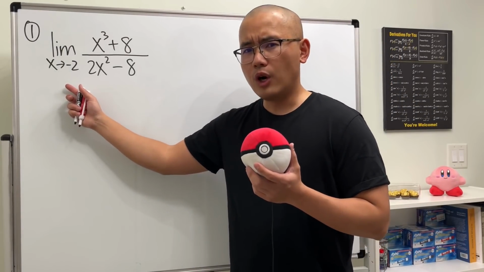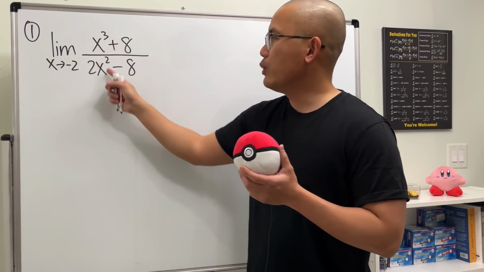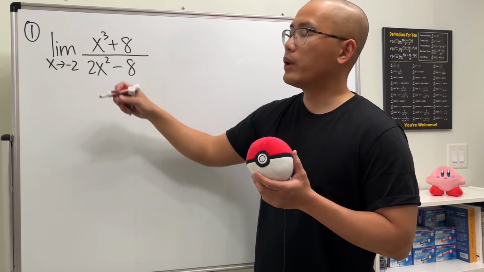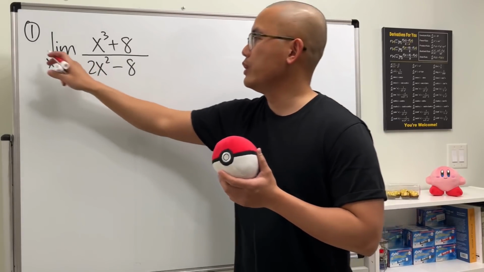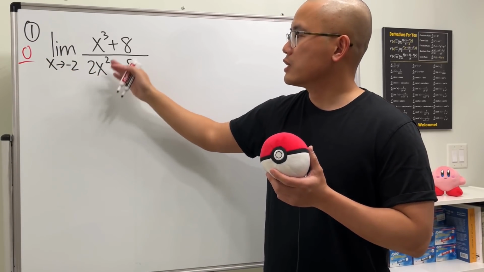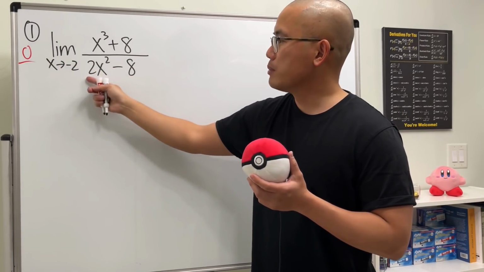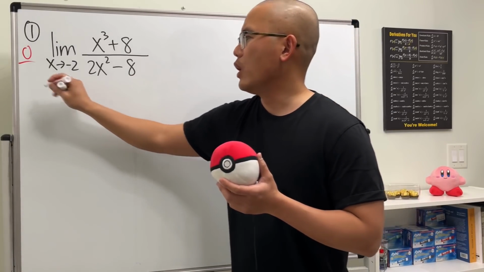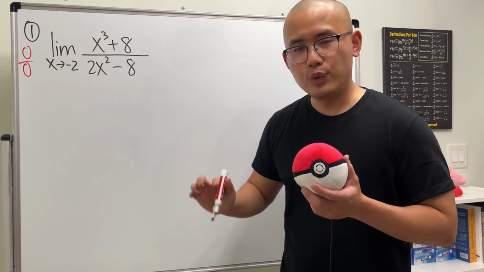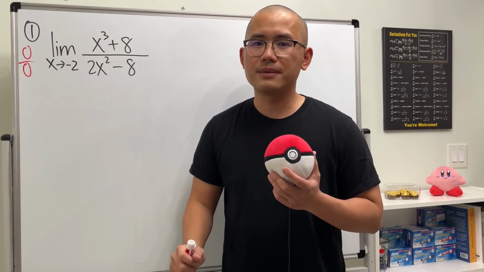And of course, we should always plug in this value into all the x's and see what we get. When we do that, negative 2 to the third power is negative 8. Plus 8, we get 0 on the top. And then when we put negative 2 in here, square, we get 4. And then multiply by 2 is 8. Minus 8, we also get 0 on the bottom. So that means we have to do more work. We cannot draw any conclusion yet.